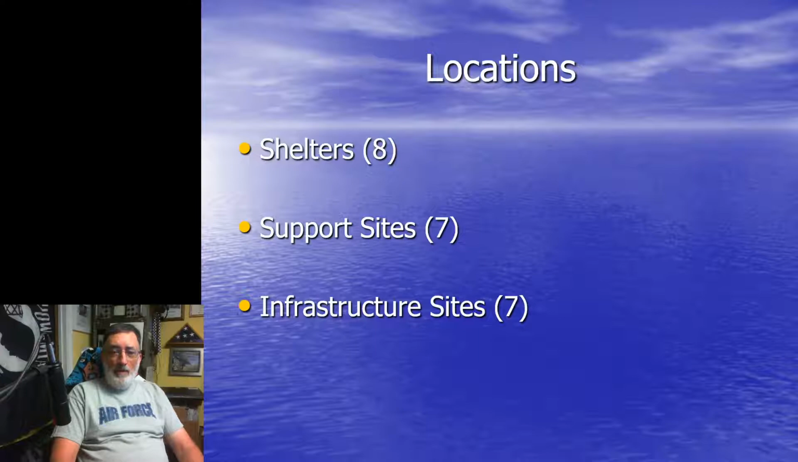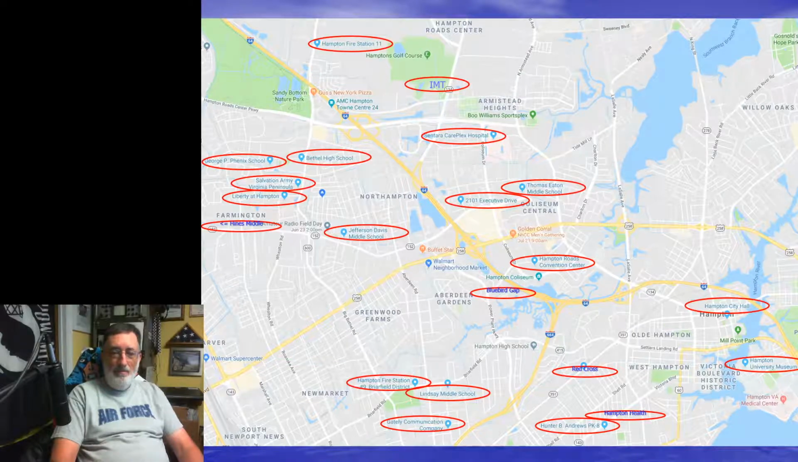We have equipment in at least 22 locations around the city. Those include 8 shelters, 7 support sites, and 7 infrastructure sites. We'll talk about each of these locations in detail in this session. Here's a depiction of all of our shelters, supporting sites, and infrastructure sites. You can see we're kind of spread across the city with a couple of obvious gaps.